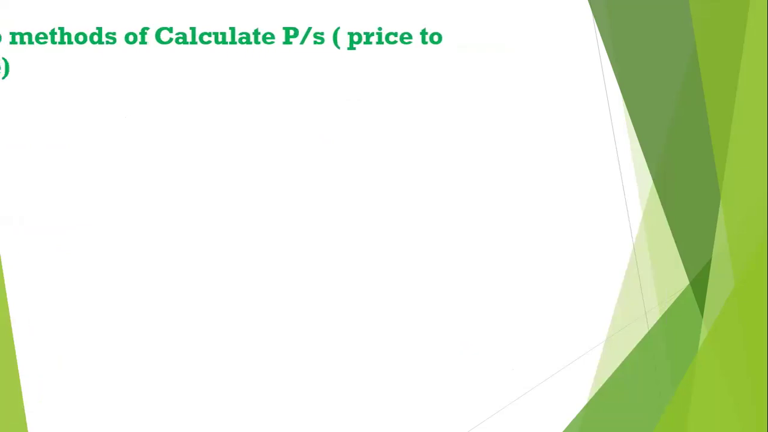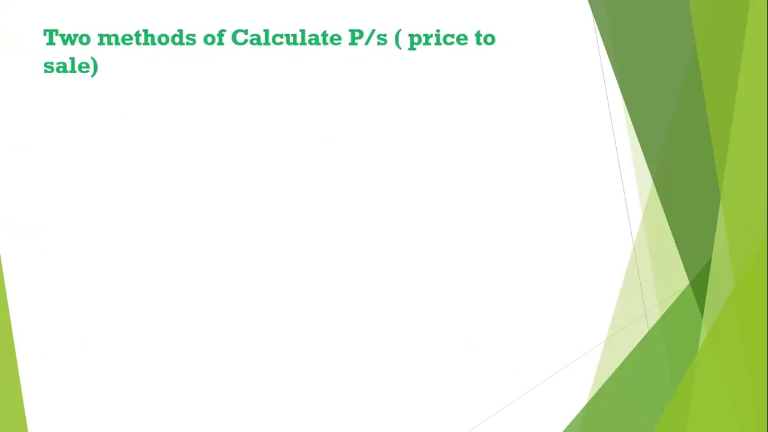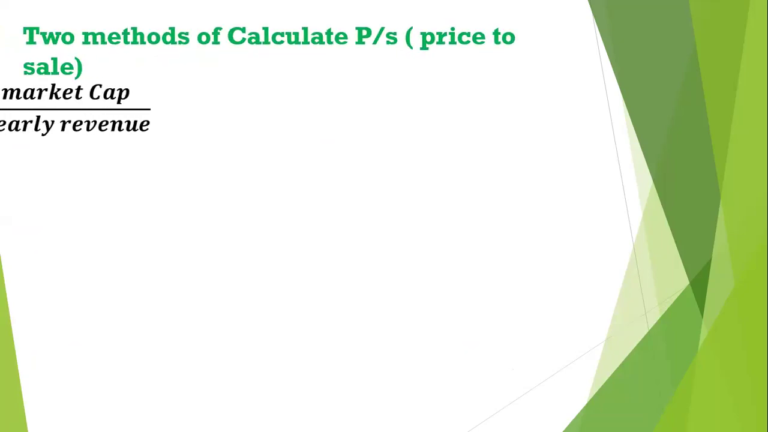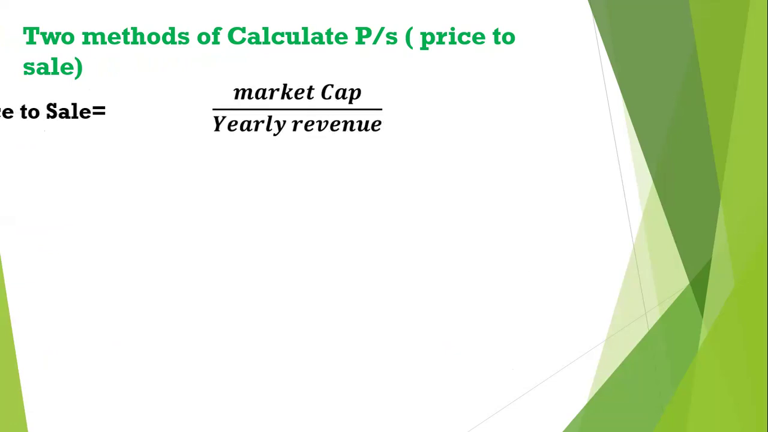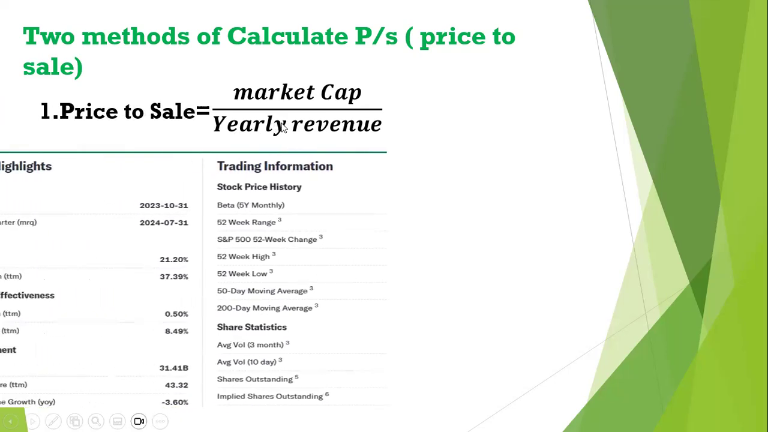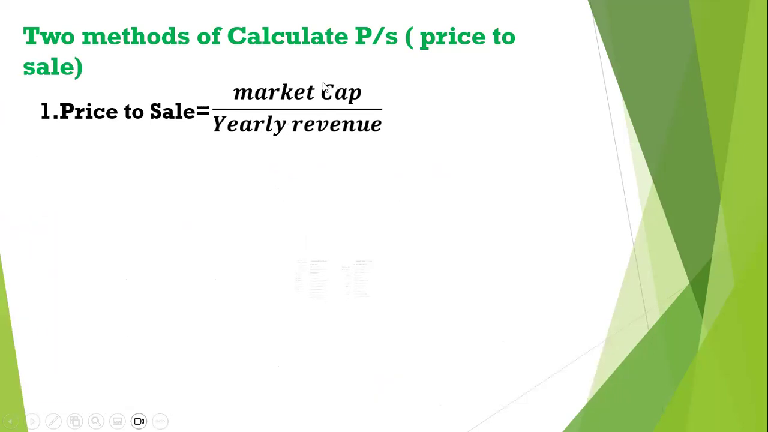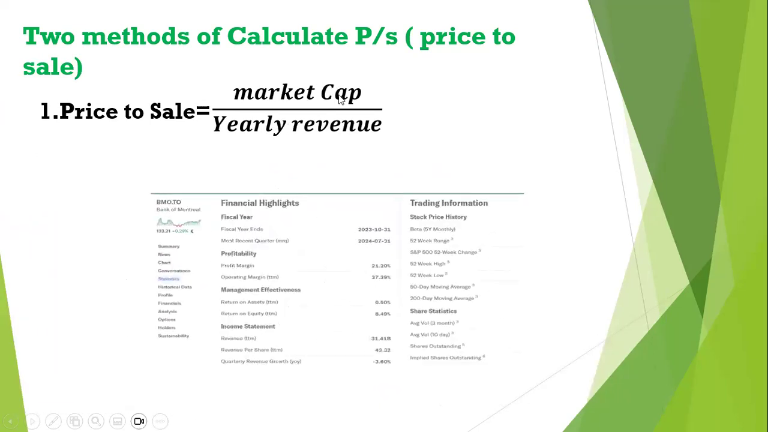Now let's look at the yearly revenue of the company, and then we will do our calculation. We interpret the PS ratio for PMO at this point. So we have market cap over yearly revenue. That represents one method of calculating the price to sale ratio. Now, let's look at the value that we have. What we are looking for now is the yearly revenue. We already got the market cap.